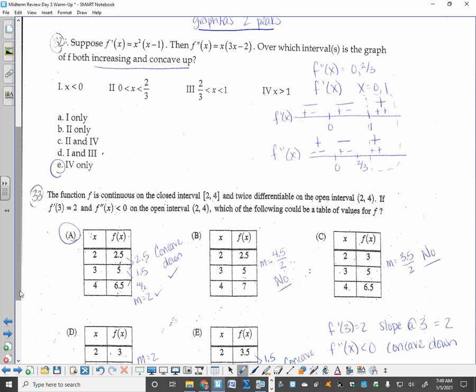And then I do my sign test for the second derivative for concavity. So I can see that it's concave up when it's less than 0 and when it's greater than 2/3. So it's concave up and increasing, looks like, from 1 and up. So yeah, Roman numeral 4.